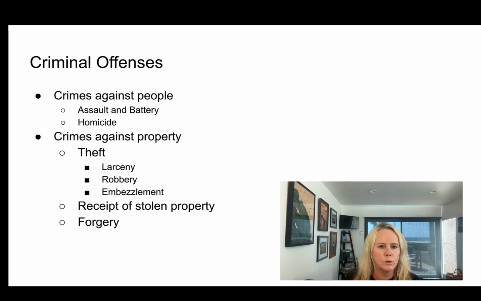Looking at crimes against property, the most common crimes against property have to do with theft.